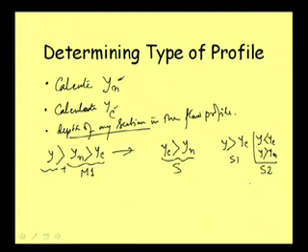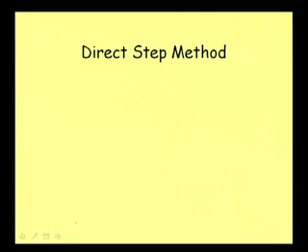Similarly, if the slope is horizontal, that also we need to see, then it will be H type of profile. If it is adverse slope, then it will be A type of profile, meaning it can be A2 or A3, depending on the value of y that we know from the control section. So first we need to determine the type of profile, and then we can move for the solution of that particular profile. And for solution, first let us discuss the direct step method.